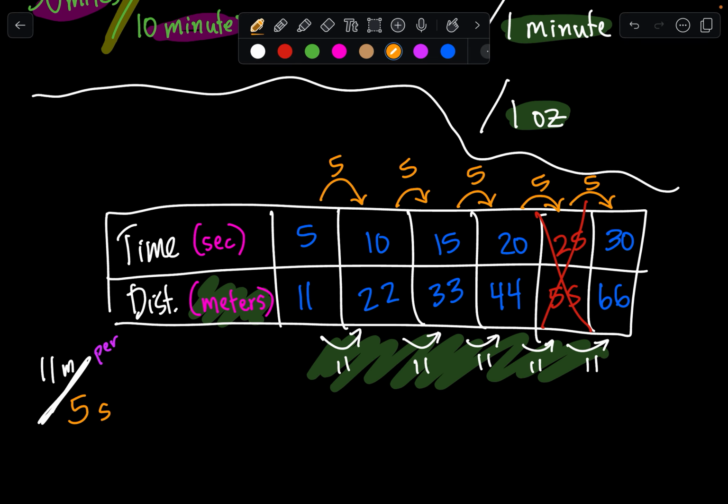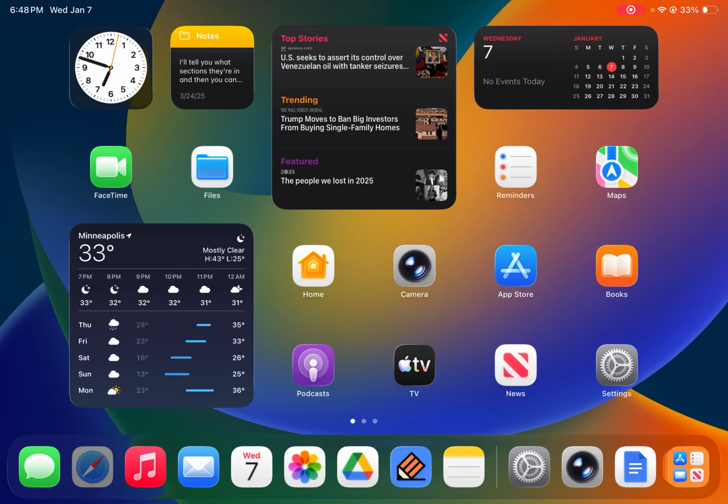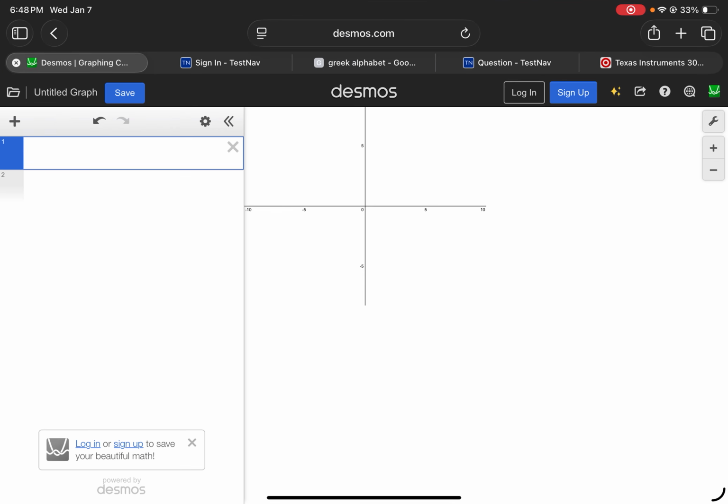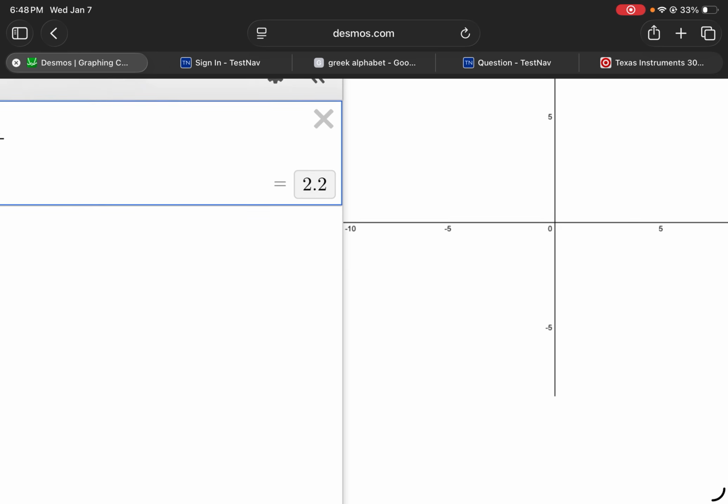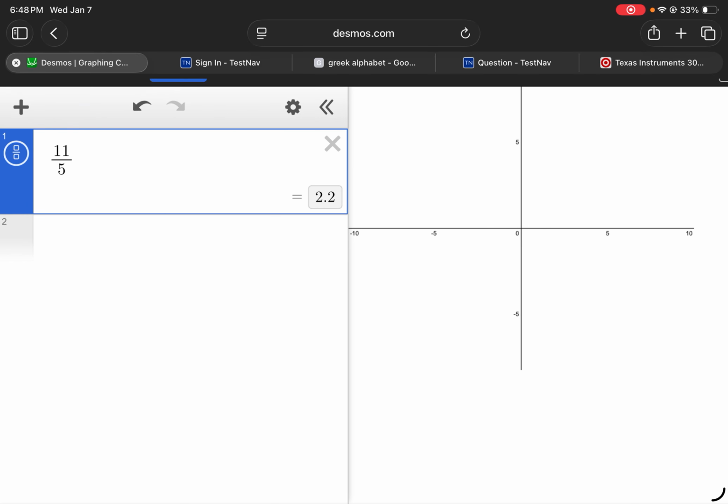But again, that's not a unit rate. A unit rate means per 1 second. So what you would have to do, and it's kind of silly because it doesn't really make sense, I guess, because it's not going to be nice, but what you would want to do is take 11 divided by 5, and that would give you 2.2. So what that means is every single second, she's going 2.2 meters. That would be per 1 second. So it's for every second.